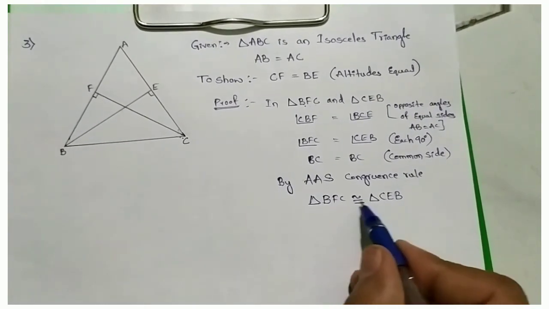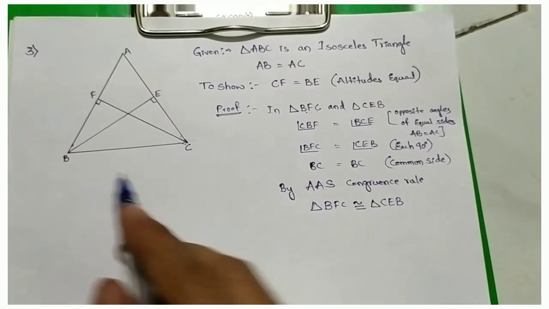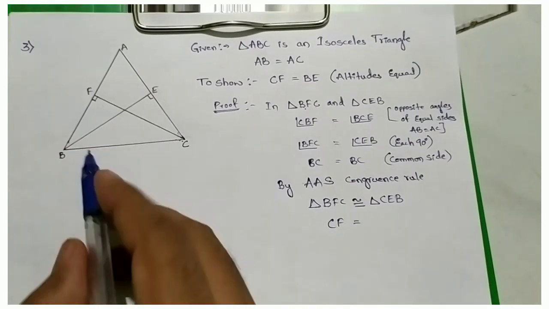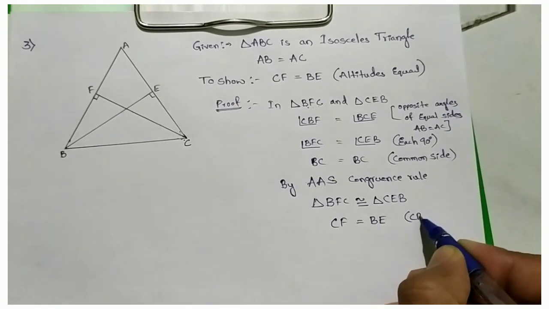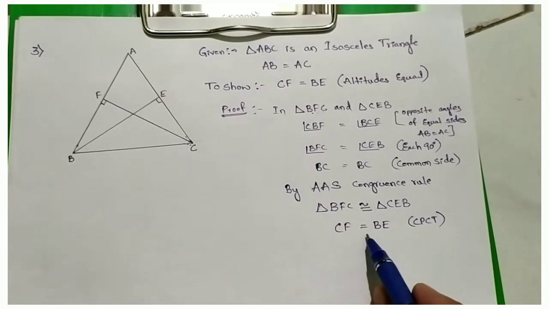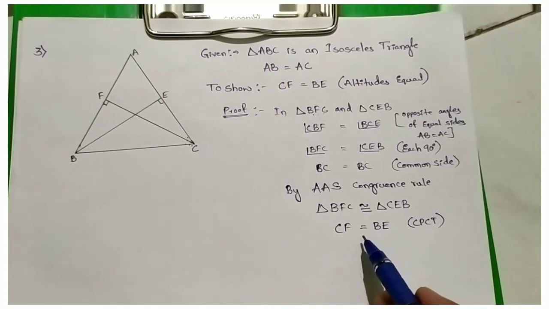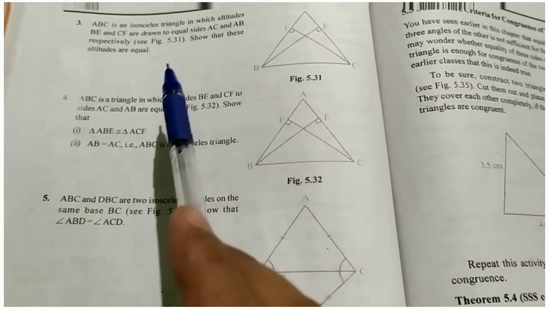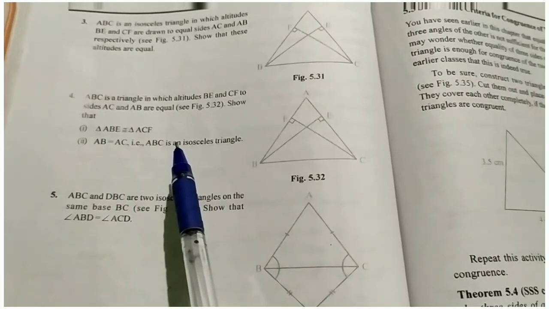So if these two triangles are congruent, then their corresponding parts will be equal. Which are corresponding parts? Here CF is equal to BE. Here you have to write CPCT. So CF equal to BE, both are altitudes. So we got it that altitudes are equal. Now the fourth question is the converse of the third question. So if you understood the third question, it is easy to solve the fourth question. Okay, do it as your practice.